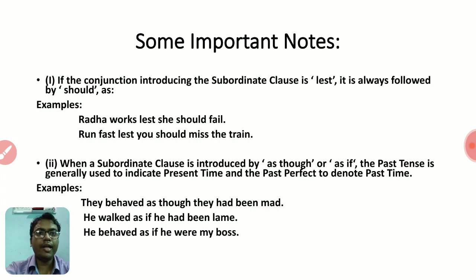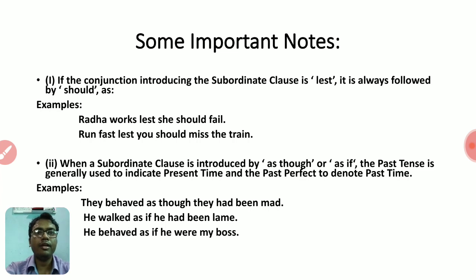Here, "they behaved as though", we are getting the conjunction "as though". After that we are getting "had been", that is past perfect tense. And here the past perfect tense is denoting past time. Remember, past perfect tense, here it is denoting past time. Let's see the next example. He walked as if he had been lame. Now here "as if" is the conjunction. After that we are getting "had been", that is past perfect tense, and it is denoting past time.